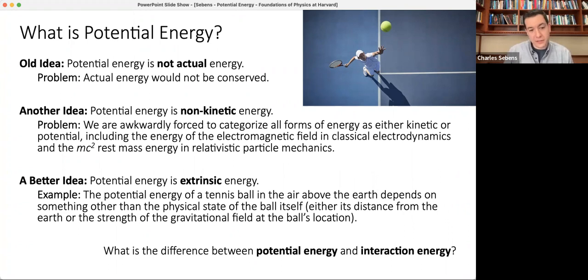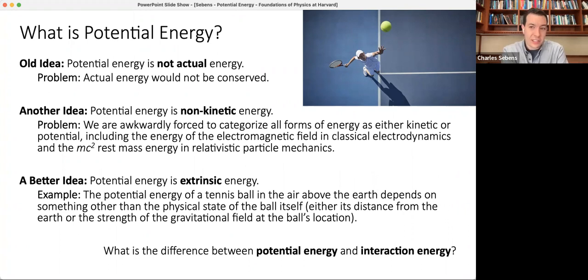Or putting it a bit differently, maybe you say the potential energy of the ball depends on what's going on with the gravitational field where the ball is, the strength of the gravitational field at the ball's location. So there it's depending on something beyond the ball, but still located where the ball is. But either way, it would be extrinsic. Okay, so that's the broad picture I'll have of what potential energy is.